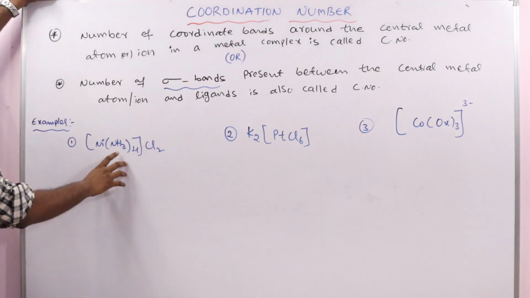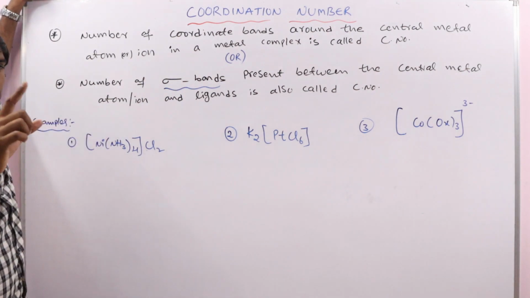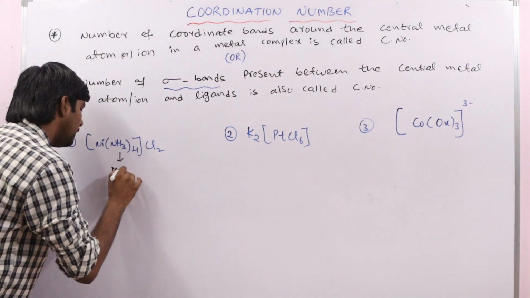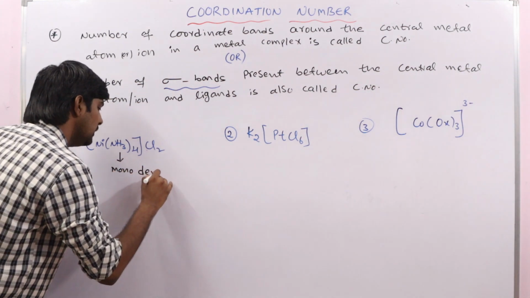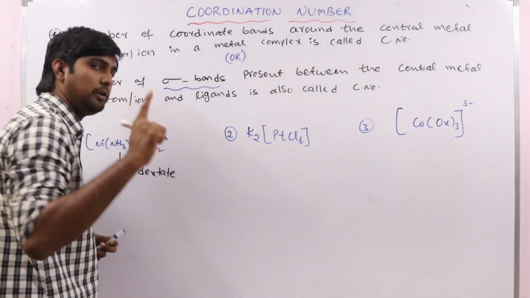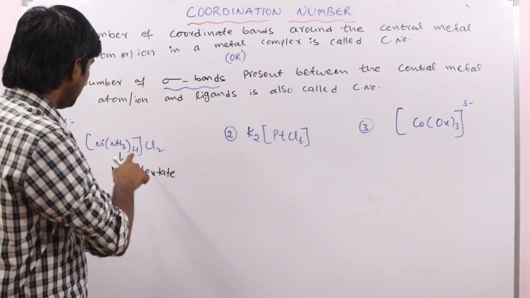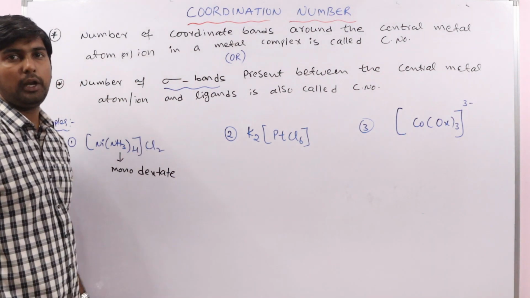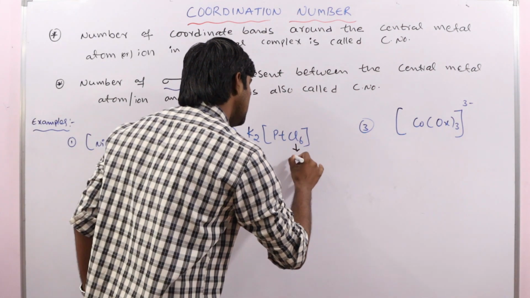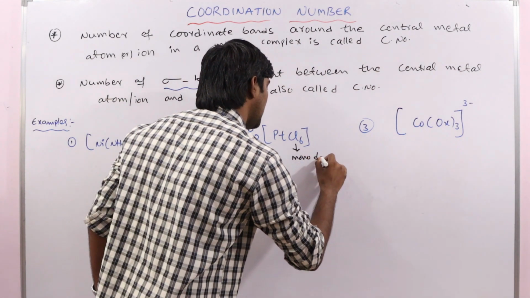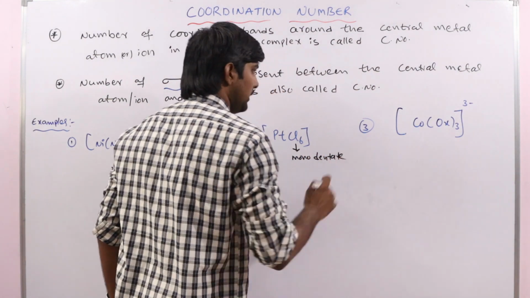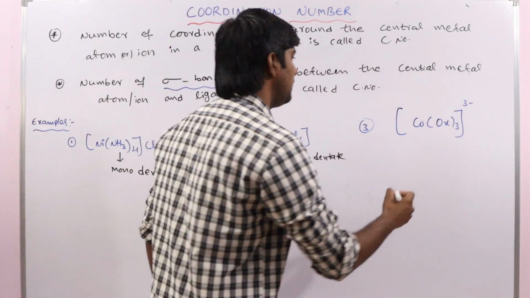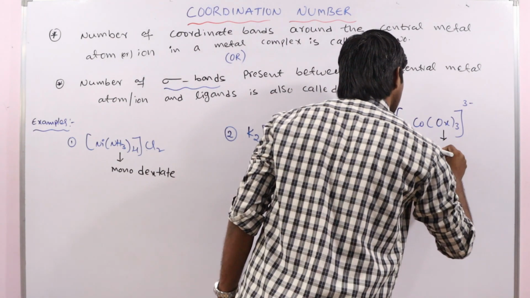So here, amine, NH3, is a monodentate ligand, meaning it can form only one coordinate bond. One ligand forming one coordinate bond is called a monodentate ligand. This Cl is also a monodentate ligand. And see this one, oxalato. Oxalato is a bidentate ligand.